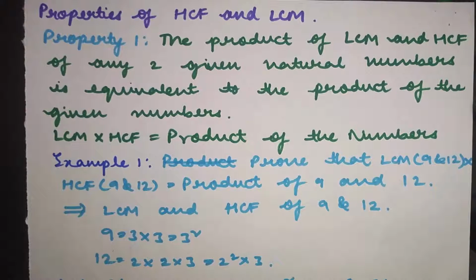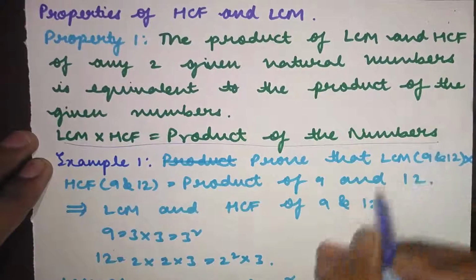This is how we find LCM, and this is how we find HCF. Now let's go through some properties of HCF and LCM. Property 1 describes that the product of LCM and HCF is nothing but the product of two given natural numbers. That is, LCM into HCF is equal to the product of the numbers given.